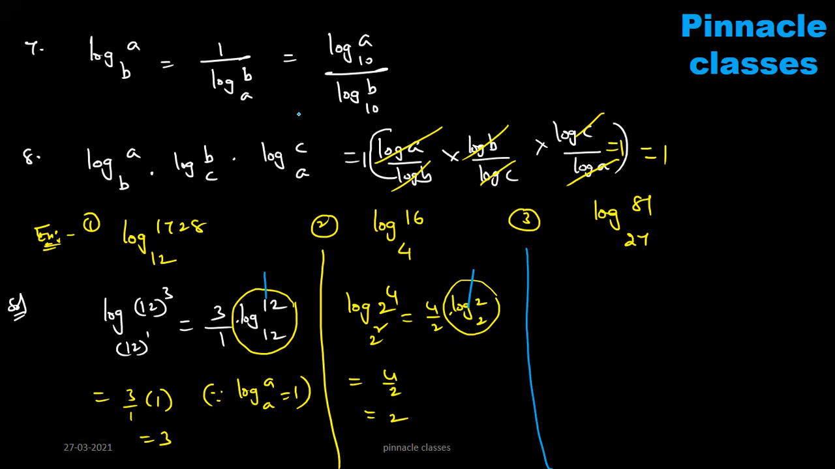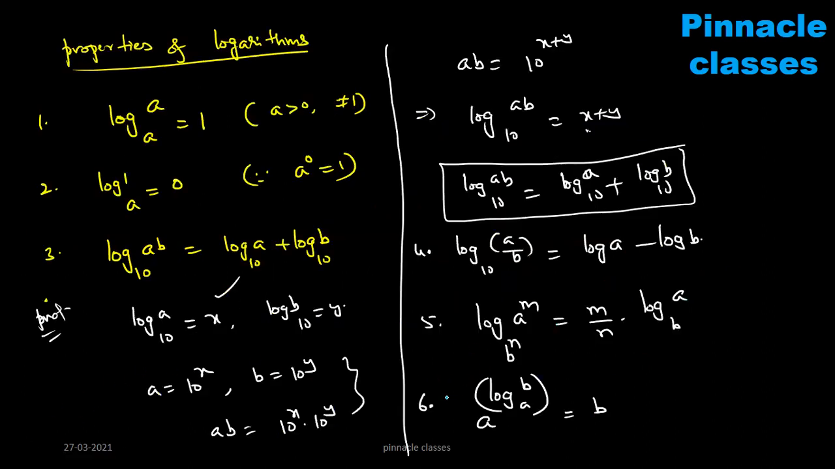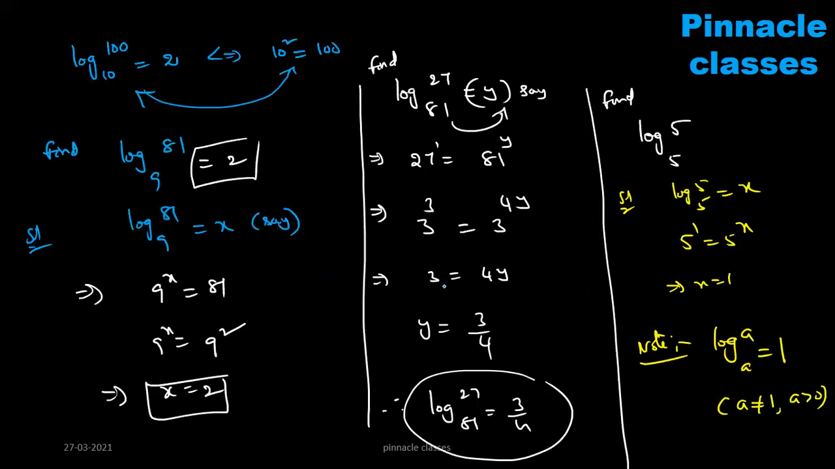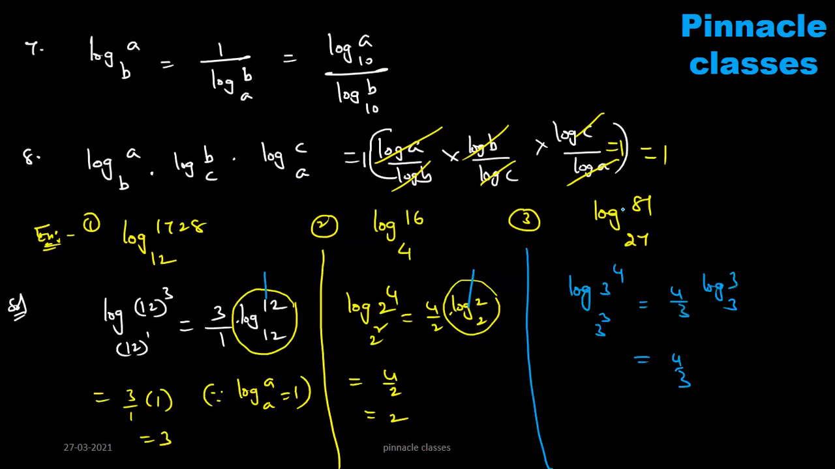Question number 3, how to solve? What is the common base here? 3. So this one you can write as 3 power 4 to the base 3 cube. 4 by 3 into log 3 to the base 3. So the answer is 4 by 3. Most of the questions use formula numbers 5, 4, 3. See carefully. The same example was just discussed: log 27 to the base 81. But here my question is log 81 to the base 27. That's why the reverse, 4 by 3, is coming.